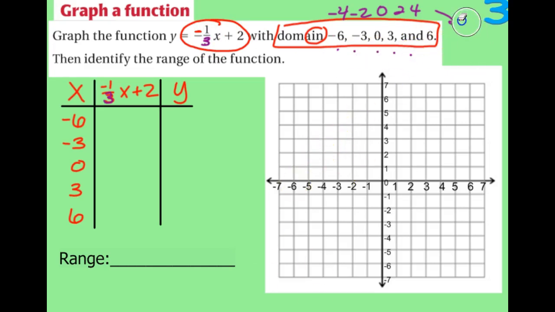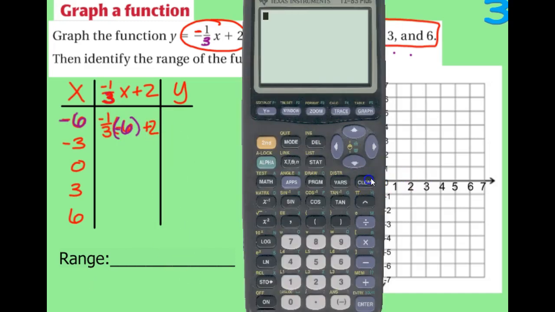So let's take a look. First, we're going to plug in a negative 6. So we have negative 1/3 times negative 6, and then add 2. Now this one, we need to be careful plugging this into our calculator.